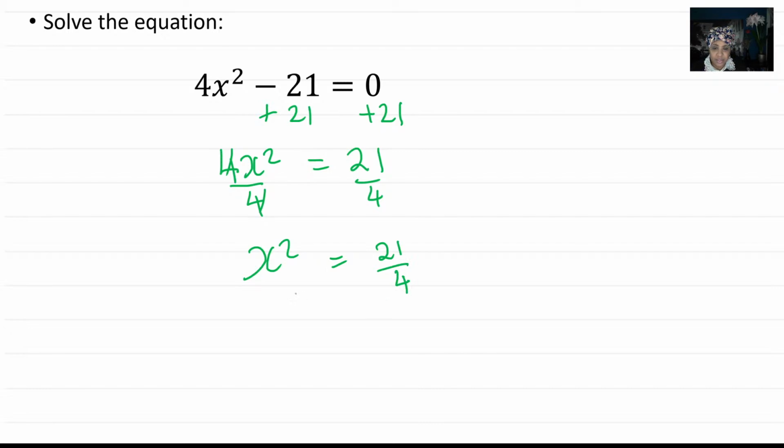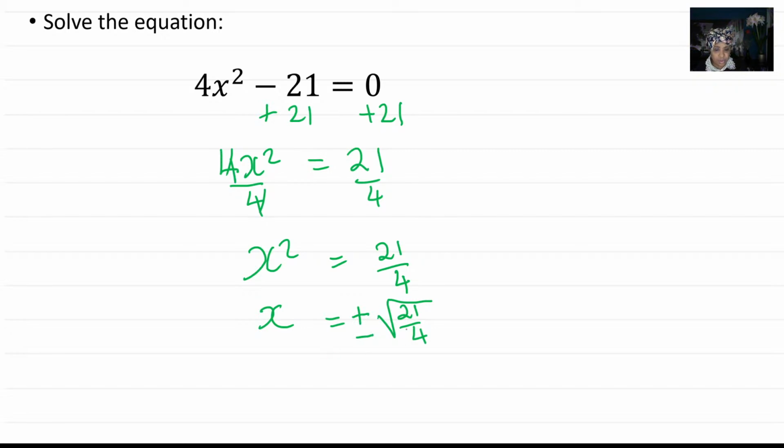Now to get x, you need to remove the x squared. How do we remove it? What's the opposite of square? It is square rooting. So if you square root x squared, you will get x, and on this side it would be the square root of 21 over 4. But remember, this is a quadratic. You need two answers. So whenever you have a square root, the answer is always plus or minus. Okay, so we have to put plus or minus here.